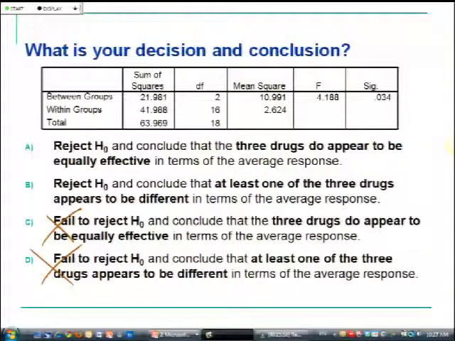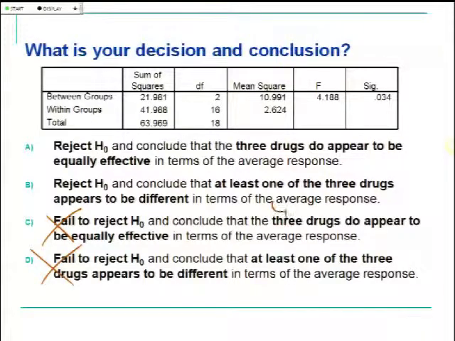At least one of the three drugs appears to be different. That's what H_A says. Now, how could I improve on that conclusion one step further to make it a little clearer that it's the conclusion about the populations? At least one of the three drugs appears to be different in terms of the population average response, or the average response for the populations that our samples represent. Because we are really making a conclusion about those population means, because we already know the sample means were different.